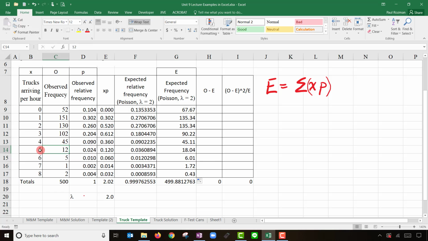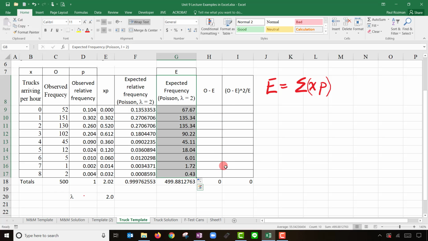We observed sometimes 5 trucks arrived in an hour. We saw it happen 12 out of 500 times. We expect it to happen 18 out of 500 times. So we're comparing our observed to expected. We built this whole table basically so that we could look at this column and this column. In our M&M example, we basically were able to jump to the expected value very fast because they gave us the percentages. Now we can build the rest of this thing.